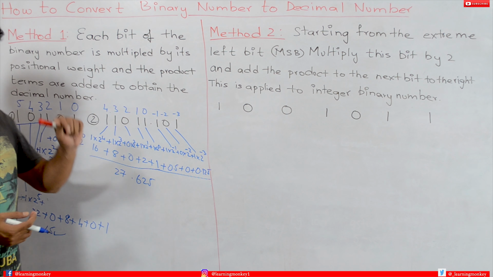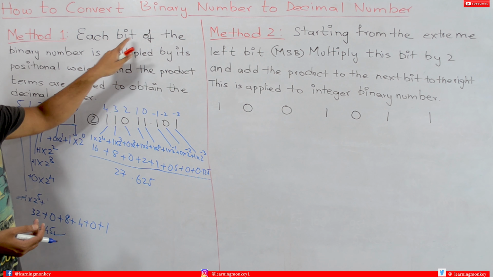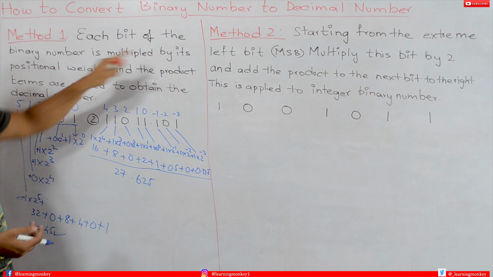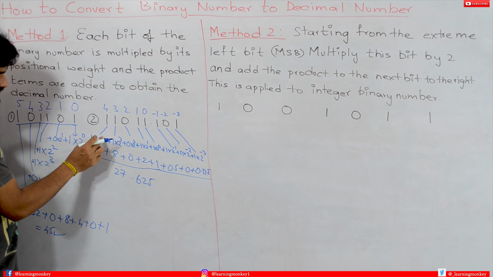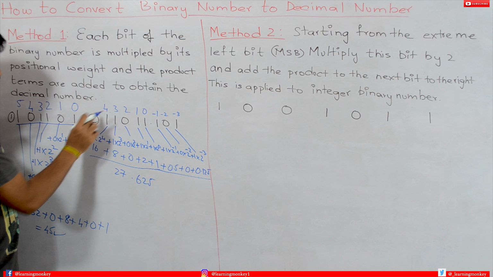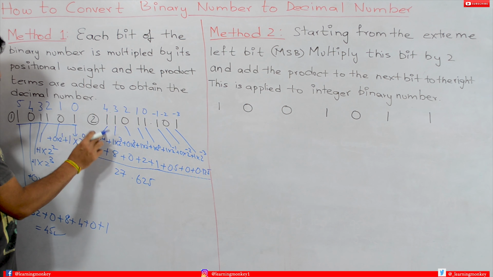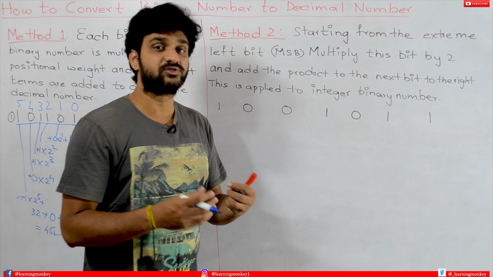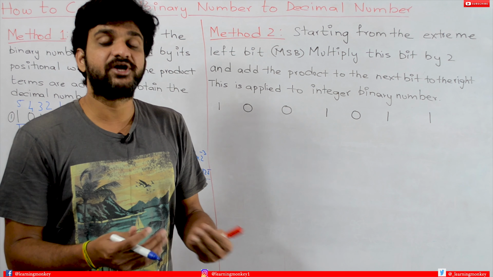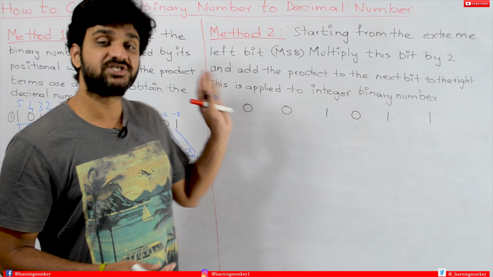So how to convert a binary number to decimal number? One of the methods is that each bit of the binary number is multiplied by its positional weight. How to find the positional weight is, it is base power position of that number. Every bit is multiplied with its positional weight, and the sum of all those multiplication values is going to get converted into a decimal number.